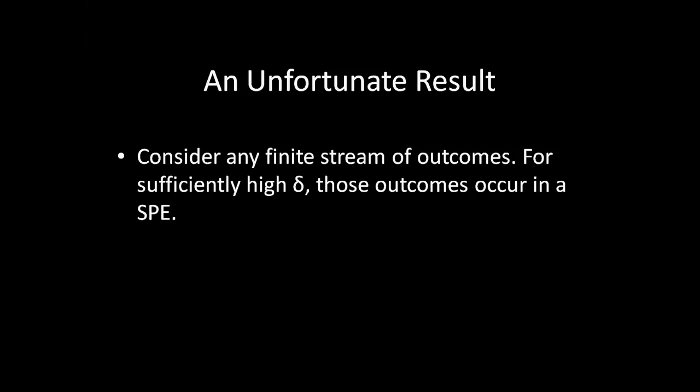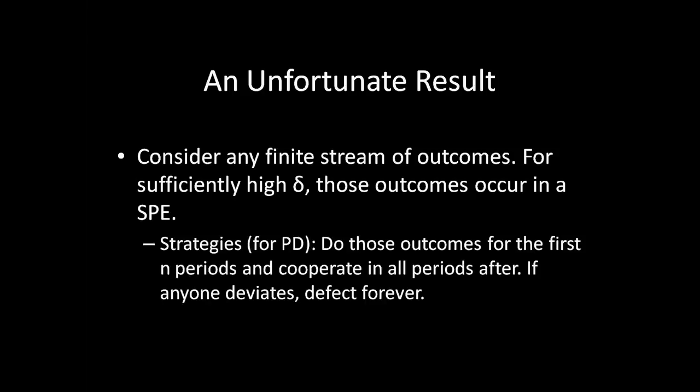The type of equilibrium that is going to support it will look something like this. You're going to play those outcomes that I just described for the first n periods of the game. And then after those n periods have been completed, you will cooperate in all periods. And the other player will do the exact same thing. For the first n periods, they will play the strategies prescribed in the set of outcomes that we want to develop over those first n periods, and then they're going to cooperate thereafter. And if anyone ever deviates, whether we're going through the first n periods or through the cooperative periods after the nth period has concluded, then you defect forever.